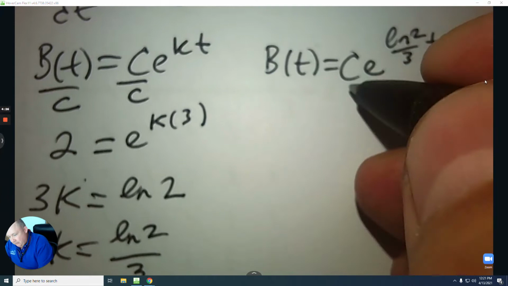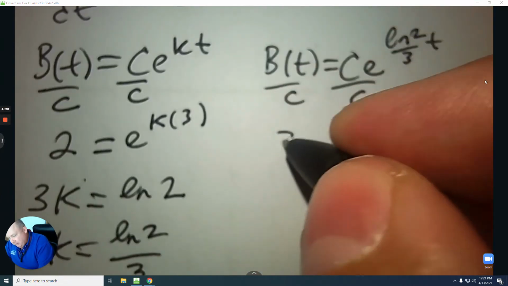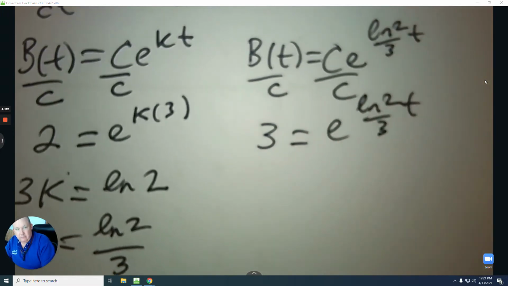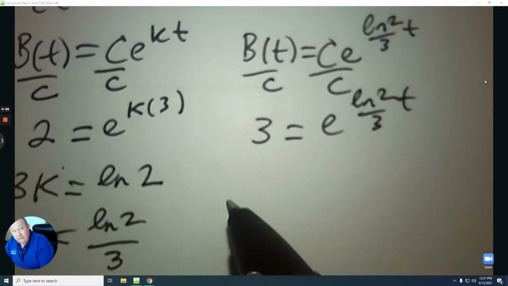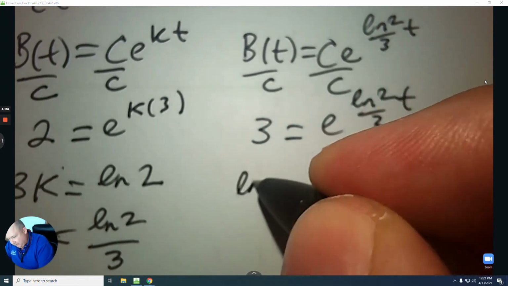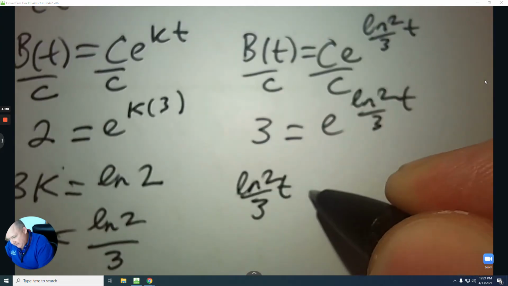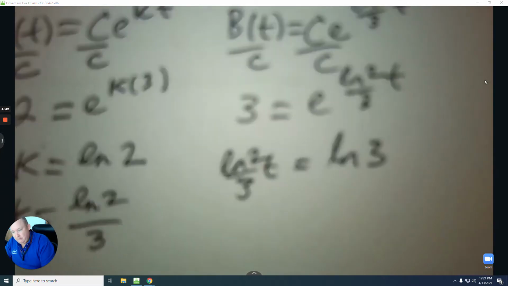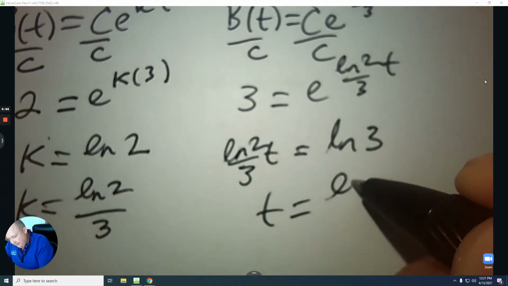Now I know the rate is ln 2 divided by 3. Now it says when it triples. So when it triples, it means it's 3. And then I need to know how long until it triples. So I'm solving for t. So I need to write it as a logarithm again. So we have ln 2 divided by 3 times t equals ln 3. That's writing it as a logarithm. To get t by itself, you divide.